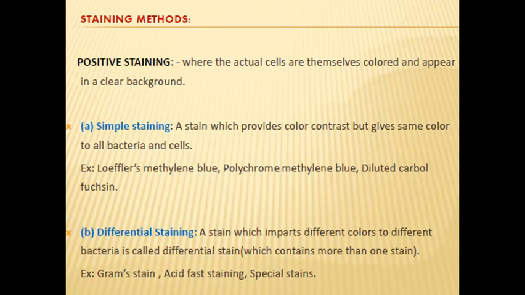So basically, differential staining is utilized in the laboratory to distinguish different bacteria, and is called the differential staining method. Examples are gram staining and acid fast staining. These are the examples of differential staining.